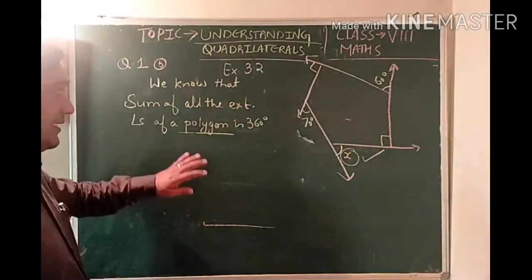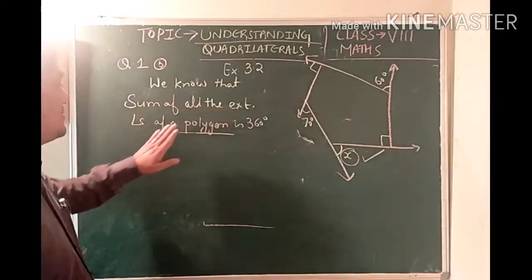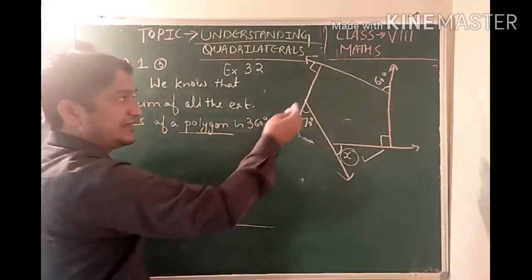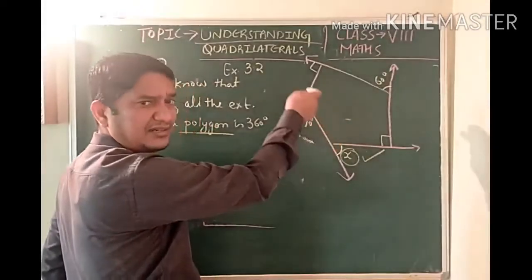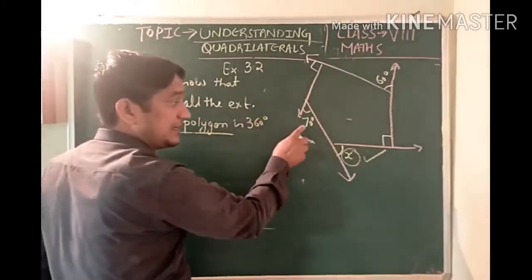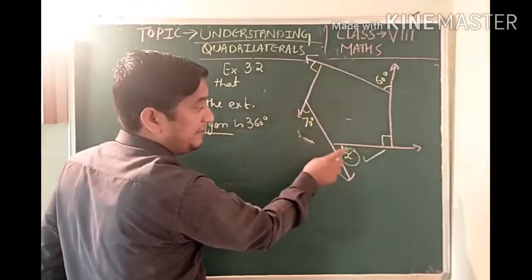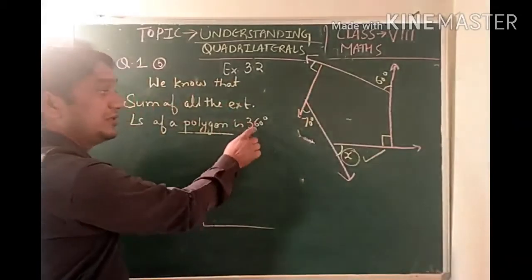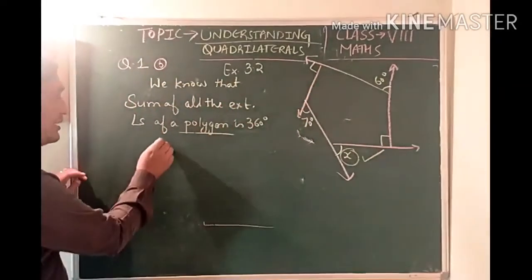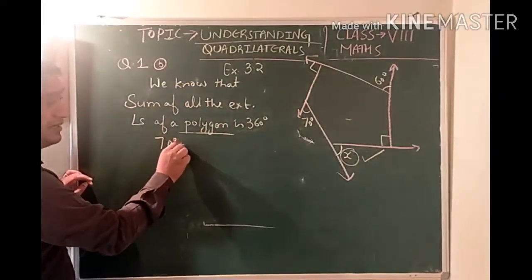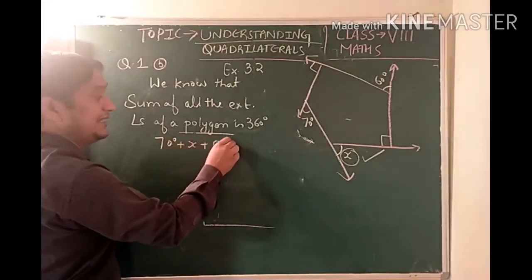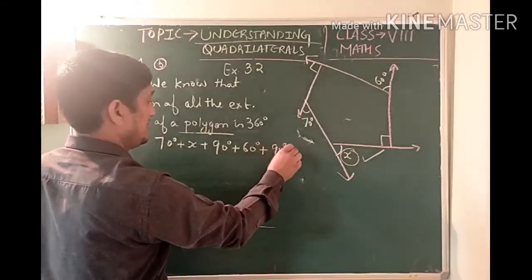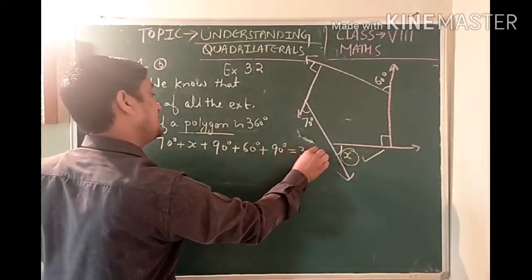Children, as we know, the sum of all the exterior angles of a polygon is always 360 degrees, whether it is a pentagon, quadrilateral, hexagon, whatever. The sum of this x, 70, 90, 60 and this 90 is equal to 360 degrees. So it becomes 70 degrees plus x plus 90 plus 60 plus 90 is equal to 360 degrees.